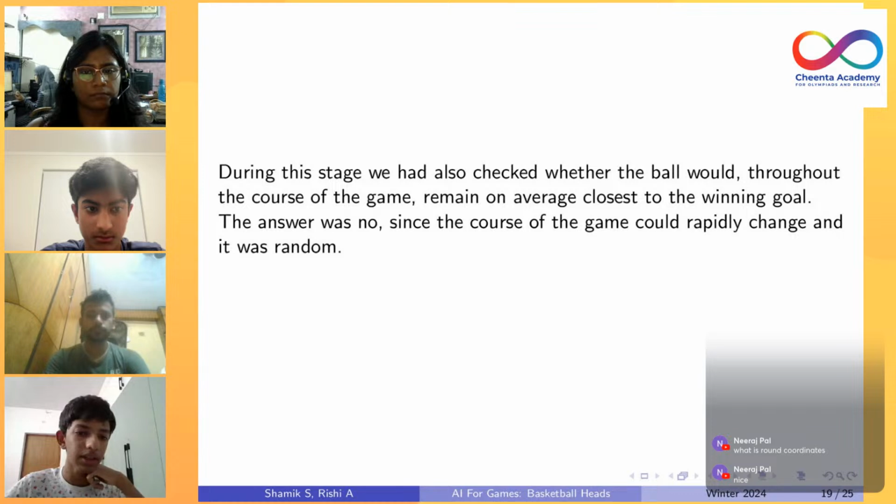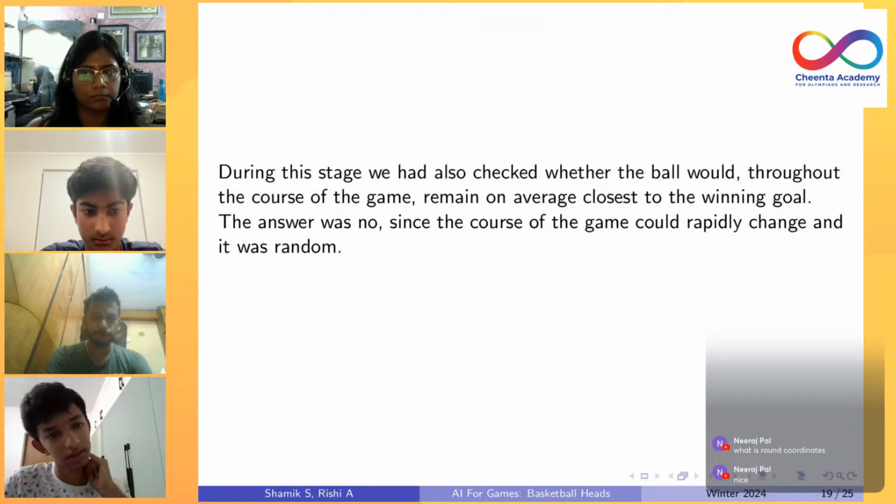During this stage, we also wondered whether the ball would, throughout the game, remain closer to the winning goal, which is like goal possession in a way. The answer was no, since the course of the game could rapidly change and it was random. There was no correlation whatsoever.